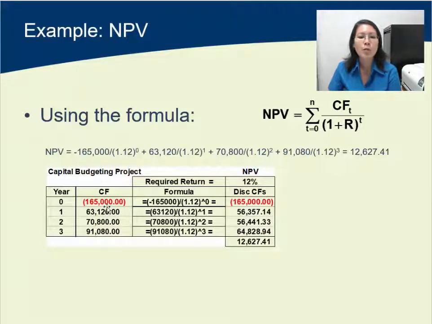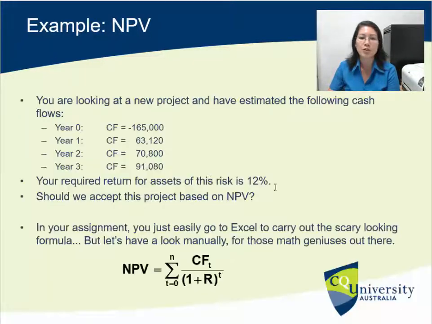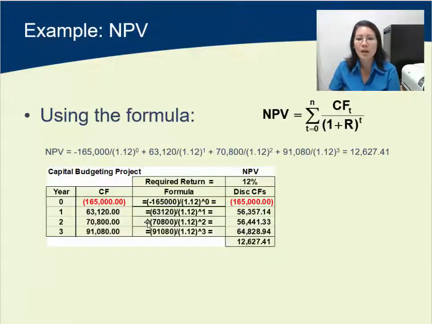At the end of year 1, we get $63,120 back. So put that into our formula. So cash flow goes on top here, divided by 1 plus the rate. So in our case, the previous slide told us that our risk rate is 12%. So 1 plus the rate is 1.12 to the power of the year. So in this case, year is 1. So it's 63,120 divided by 1.12. So put that into your calculator and you will get a present value of $56,357.14. Year 2, we get a cash flow of $70,800.